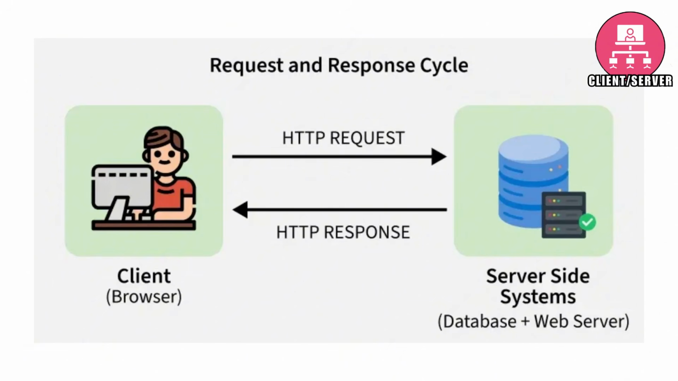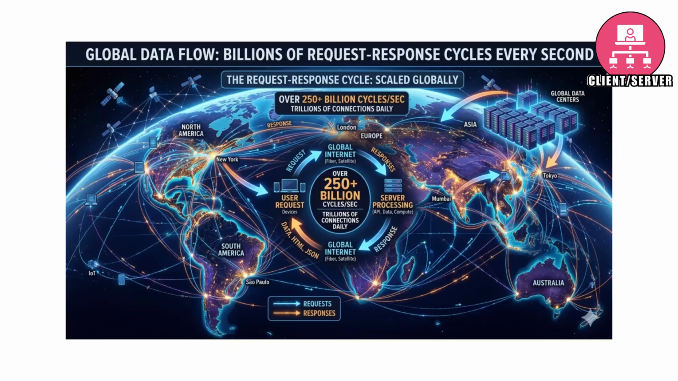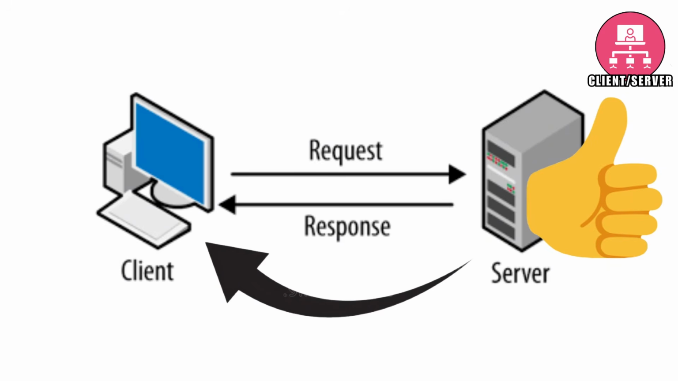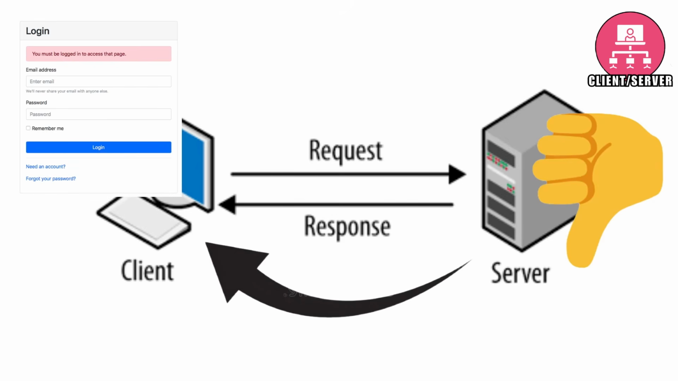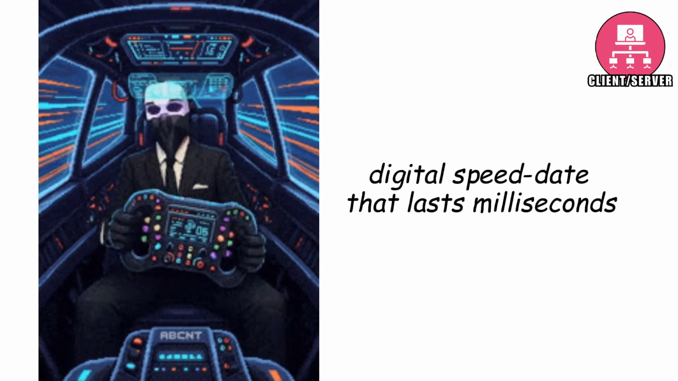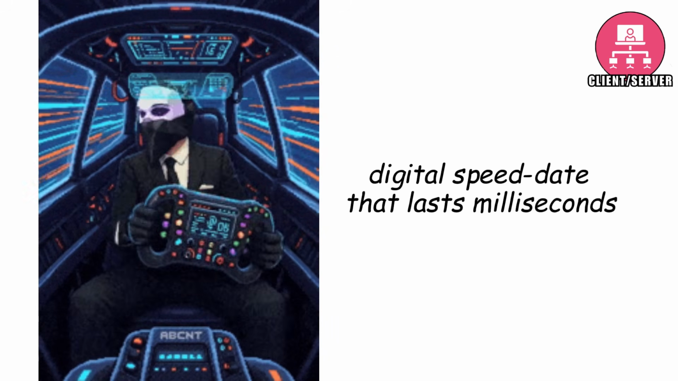This interaction is called the request-response cycle. It happens billions of times a second across the globe. If the server likes you, it sends back a response with the data. If it doesn't, maybe you aren't logged in or you're trying to access the Pentagon's secret lunch menu, it sends back an error. It's a high-speed, digital speed date that lasts milliseconds.